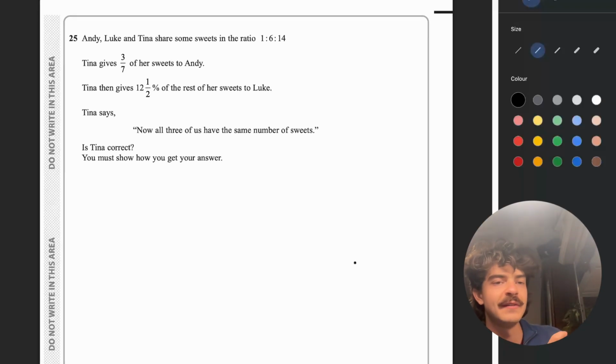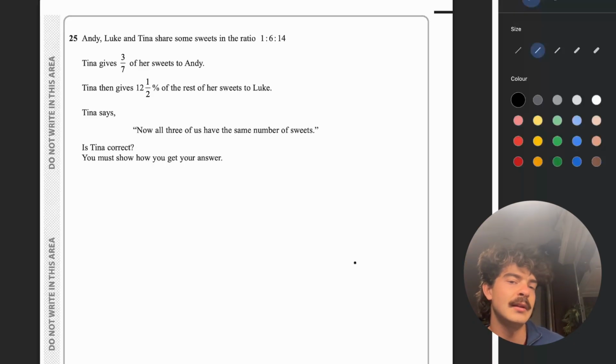Question number 25. Andy, Luke and Tina share some sweets in the ratio 1 to 6 to 14. Tina gives 3/7 of her sweets to Andy. Tina then gives 12.5%, that's a bit weird, of the rest of her sweets to Luke. Tina then says, now all three of us have the same number of sweets. Let's see if she's correct.